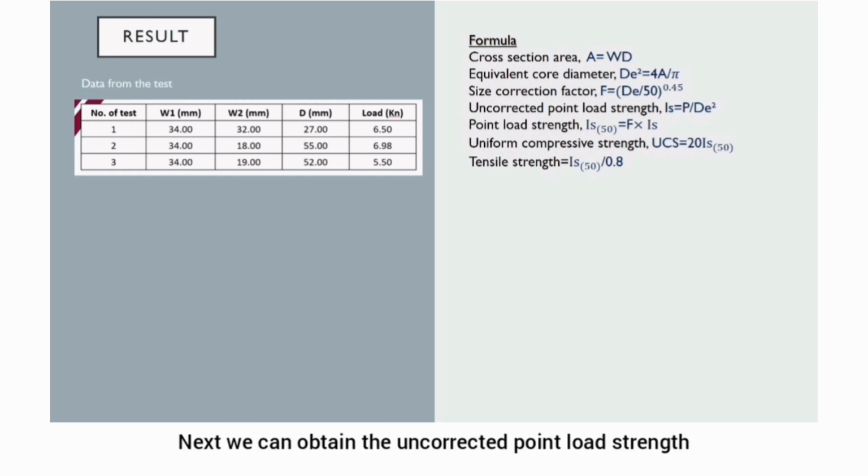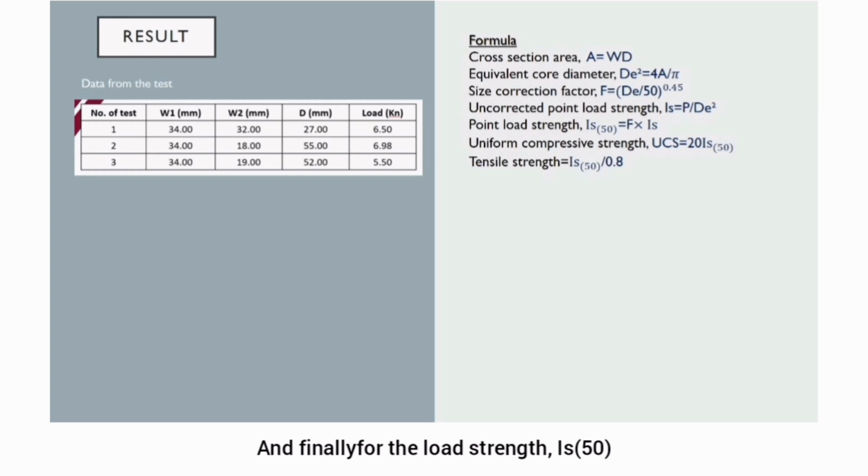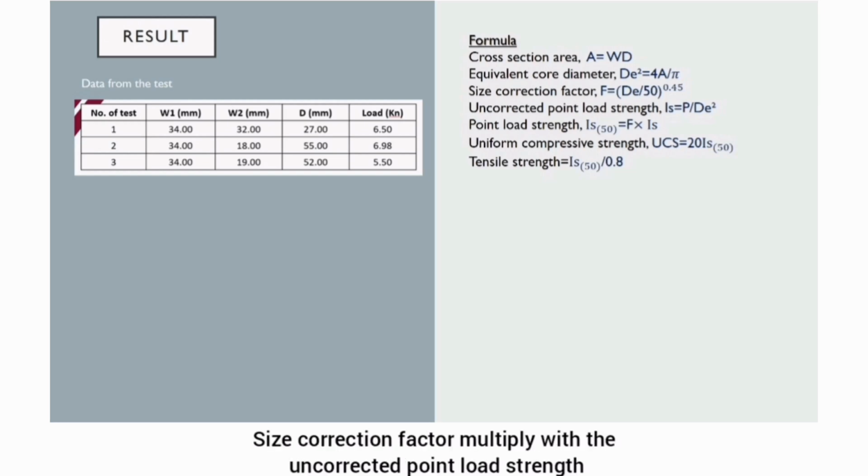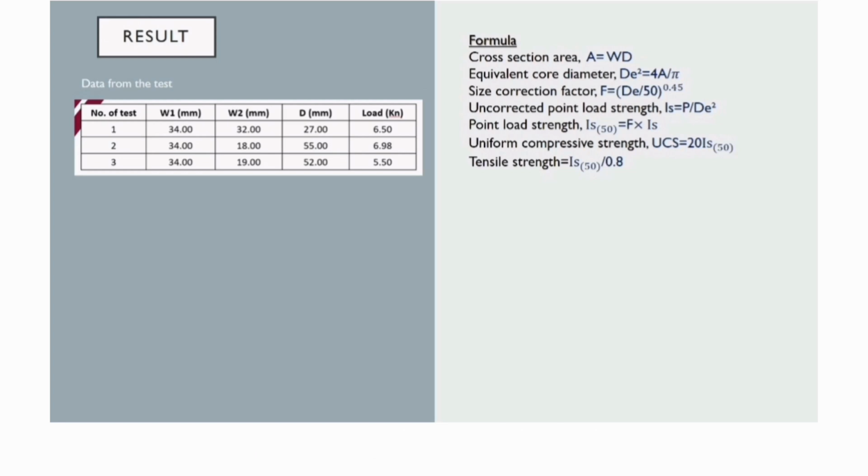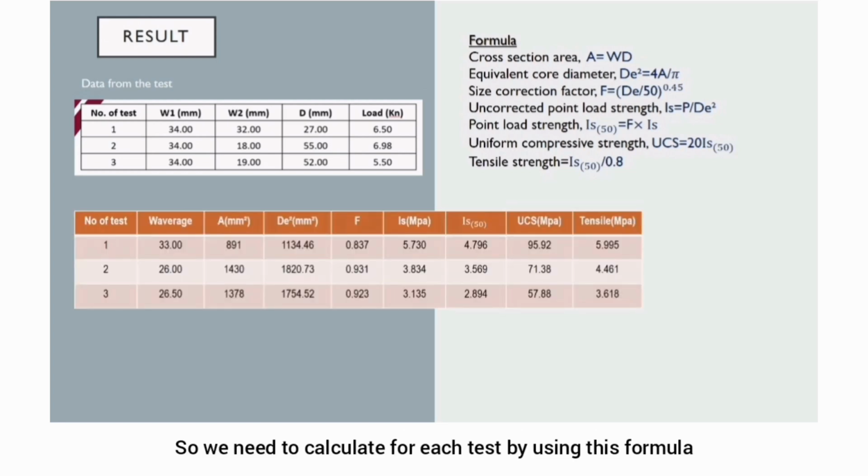Next, we obtain the uncorrected point load strength by using the formula load over the equivalent core diameter squared. And finally, for the point load strength index, which is IS50, we calculate it using the size correction factor multiplied by the uncorrected point load strength. So we need to calculate for each test using these formulas.